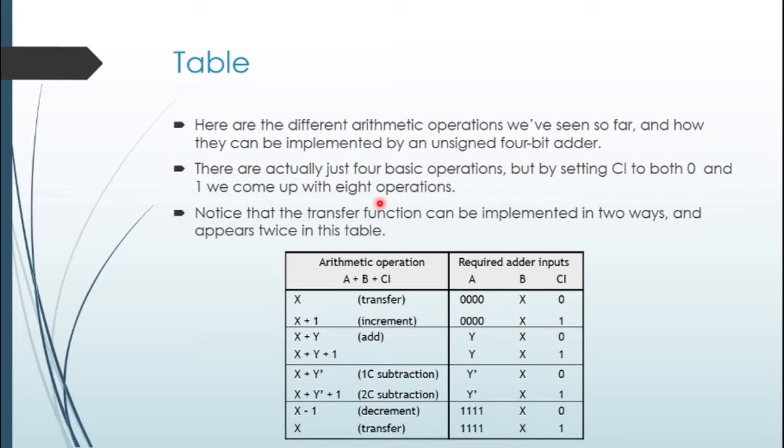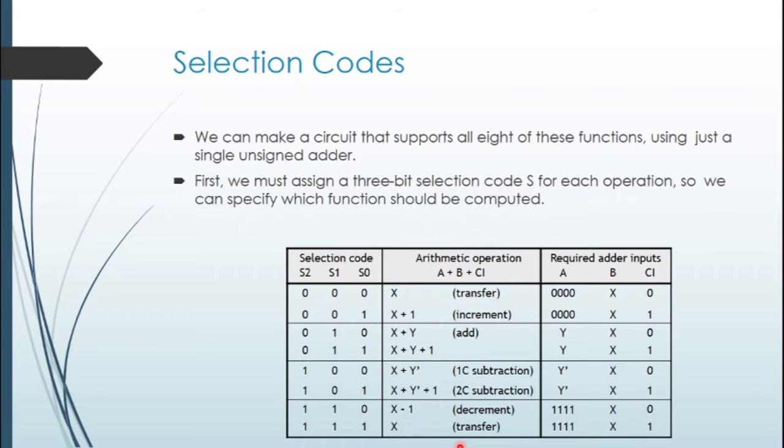So you should notice that the simple transfer function can be implemented in two ways and appears in the table twice, one for simple increment, one for decrement. So these are the things that can be done.